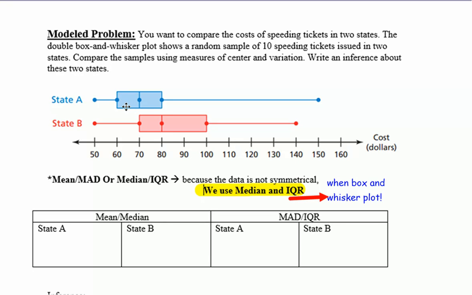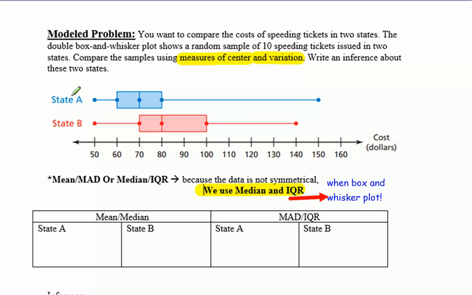So here's my model problem. You want to compare the costs of speeding tickets in two states. The double box and whisker plot shows a random sampling of 10 speeding tickets issued in two states. Compare the samples using measures of center. That's something we're going to be talking about in a little bit in your guided notes. Measures of center and measures of variation. And you're going to write an inference or a sentence about the two states using this information.